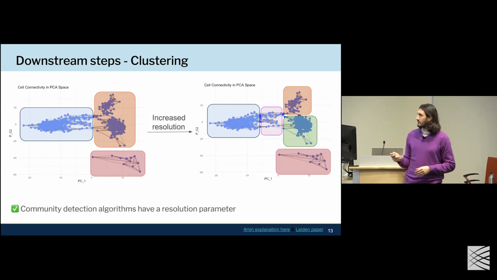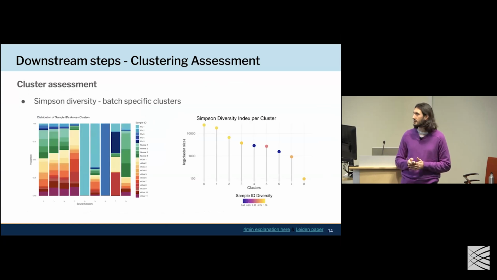With these graph clustering algorithms, we can increase the resolution, and that can further split the initial subsets that we had. And I think one of the questions that we also get a lot is, how do we assess if a clustering resolution is good or bad, or when do we call a clustering done?